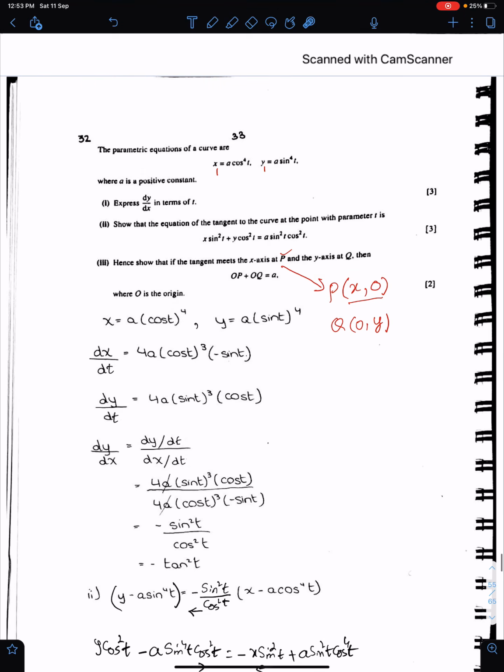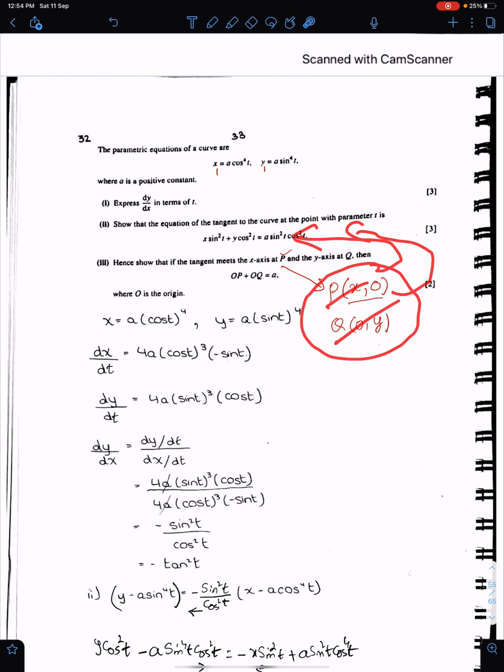Part 3. Hence show that if the tangent meets the x-axis at P and y-axis at Q, then we have to show OP plus OQ is a. See, if any line cuts the x-axis, then the coordinates should be x comma 0, and for y-axis coordinates should be 0 comma y. So we will first substitute these 2 points into this equation to get the coordinates of P and Q.